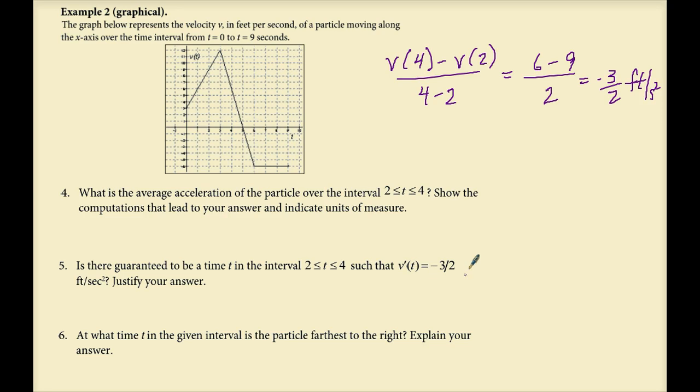We found an average acceleration of negative 3/2 feet per second squared. Is there a point at which the exact acceleration is negative 3/2 feet per second squared on that interval? In this case, it's not guaranteed because there's a point in the interval which is not differentiable. So we're going to say no, velocity is not differentiable on that interval.